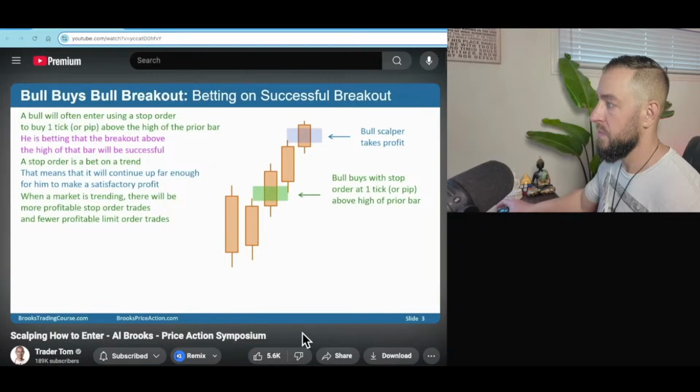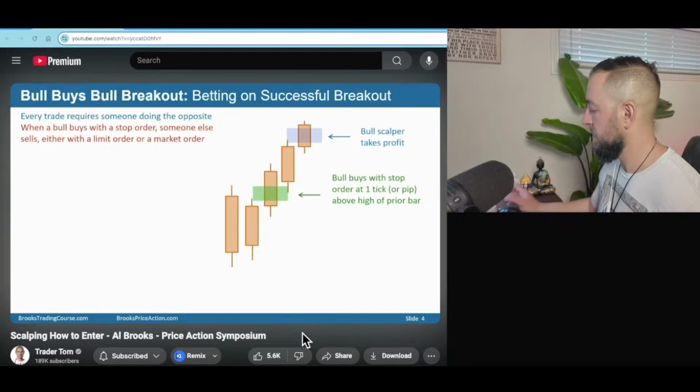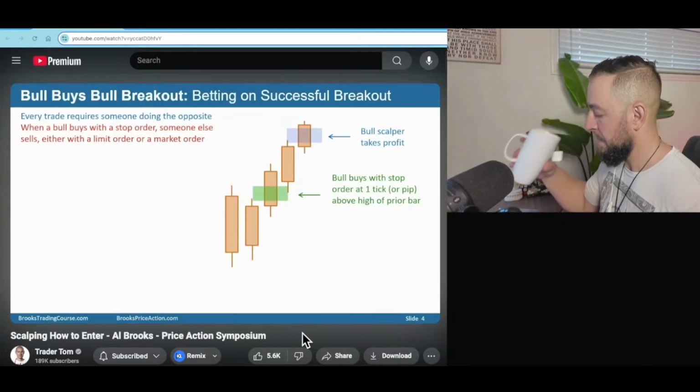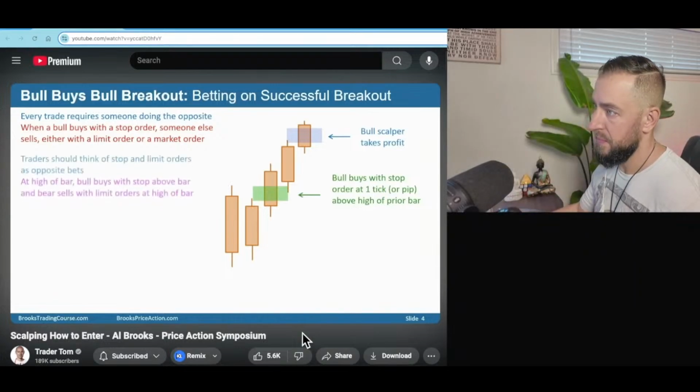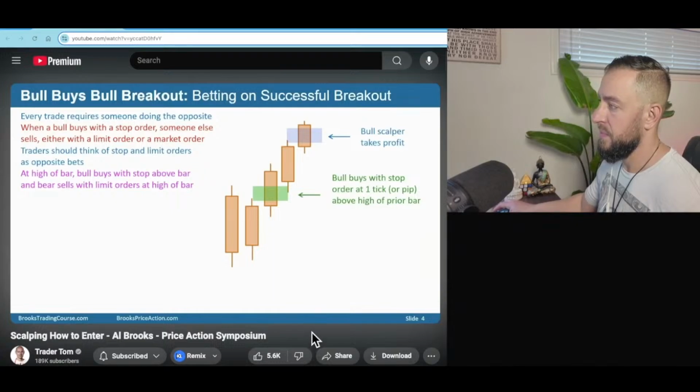When the market's trending, there'll be many more profitable stop order trades and fewer profitable limit order trades. Every trade requires someone doing the opposite of what you're doing. When a bull buys with a stop order, someone else sells, and they're selling either with a limit order or a market order. You should think of stop and limit orders as opposite bets. At the high of a bar, bulls buy with a stop just above the high of the bar, and a bear sells with a limit order at the high of the prior bar, betting that if the market goes above that bar, the breakout will fail and the market will reverse down.